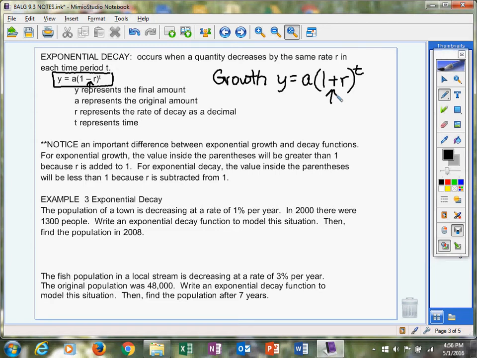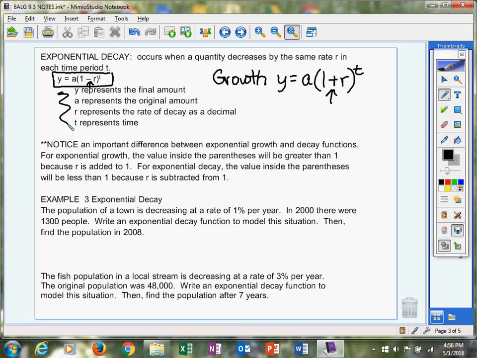It all represents the same things as it did in the other problem, okay? Y is your final amount, A is your original amount. Could be the original population, original amount of money, whatever it is. R is your rate of decay, that's a percentage, and you're going to turn it into a decimal. T, of course, is time, okay? So let's take a look.